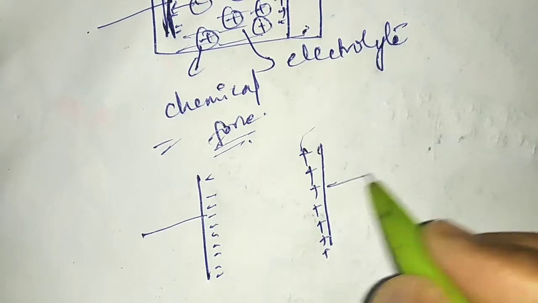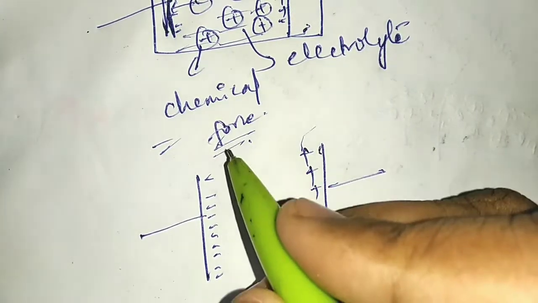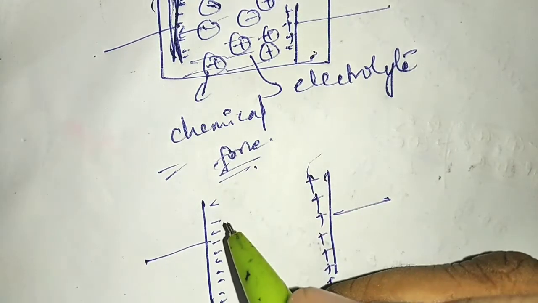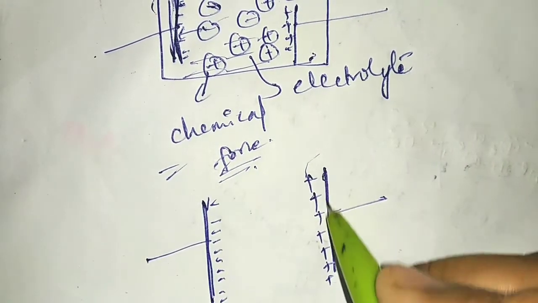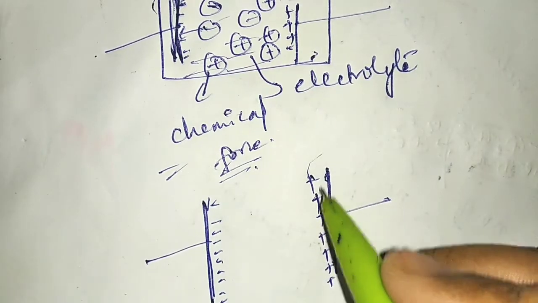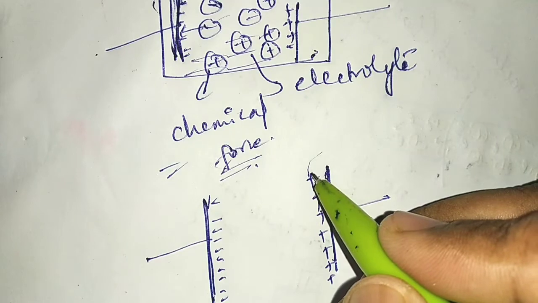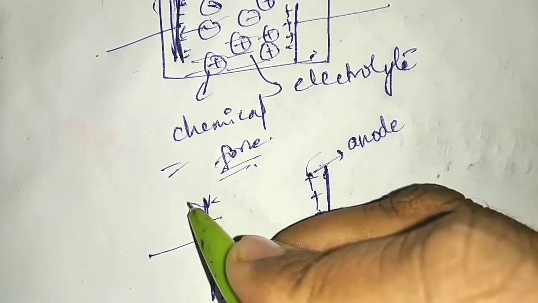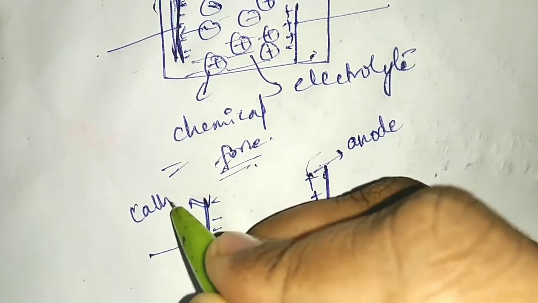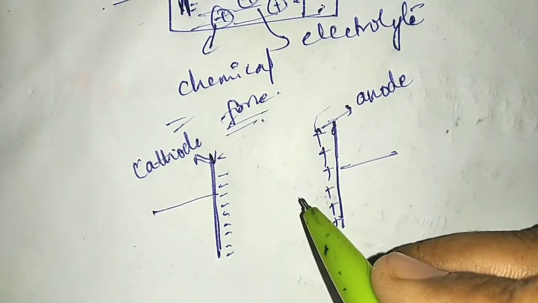Okay students. Now this chemical force is applying force on these ions, which makes the ions move onto these respective plates, that is negative and positive plates. Okay, so after coming to this positive plate here, this plate is called the anode and this plate will be called the cathode. This side is called the cathode. Okay, so this is called anode and cathode.